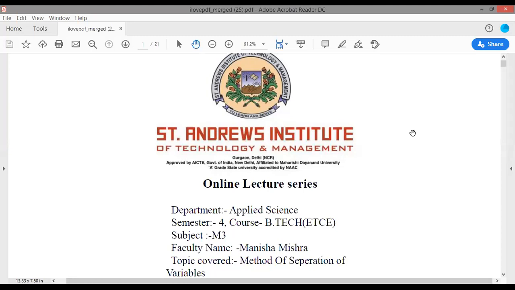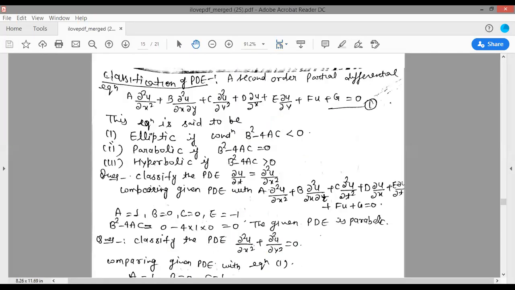Right, so today I will discuss the topic method of separation of variables. In the method of separation of variables, I will discuss the heat equation and the wave equation. First we will see the classification of PDE, because after classification you will know about the heat equation, wave equation, and Laplace equation. So first, classification of PDE.